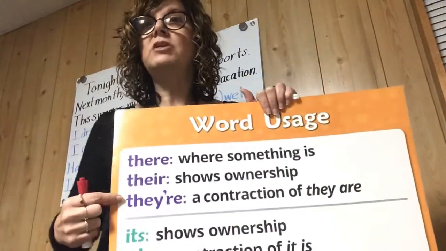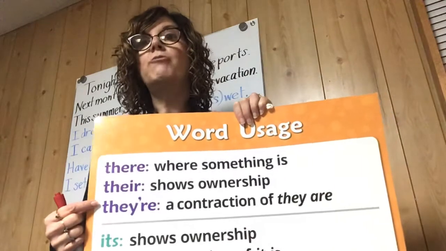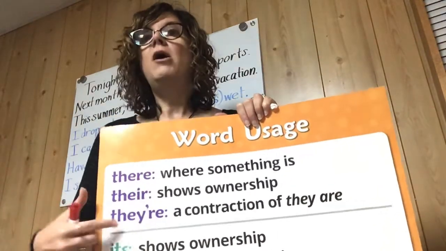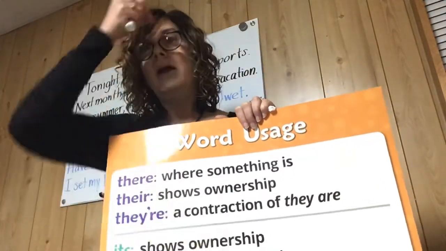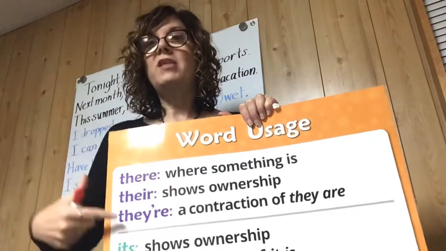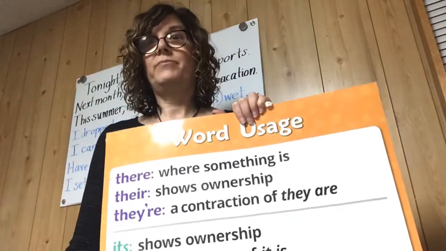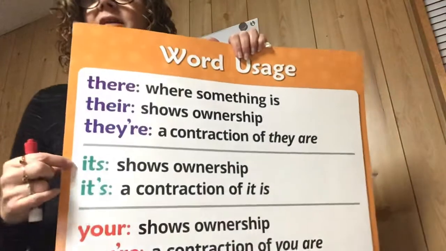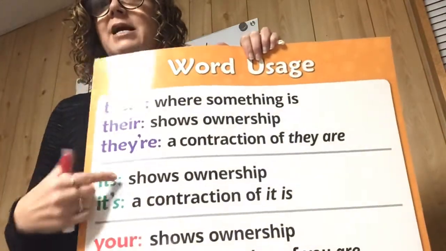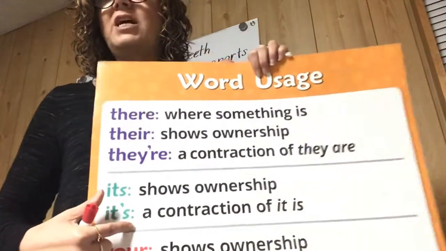So if you were using this one, you would need to be able to replace the word there with the words they are. And if it still makes sense, then you know that's the one you're supposed to be using. Okay? Then we have its and it's. We have ITS and we have IT'S.